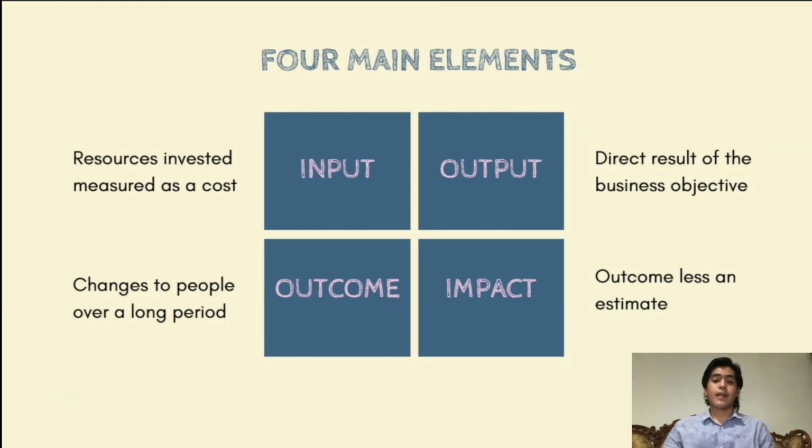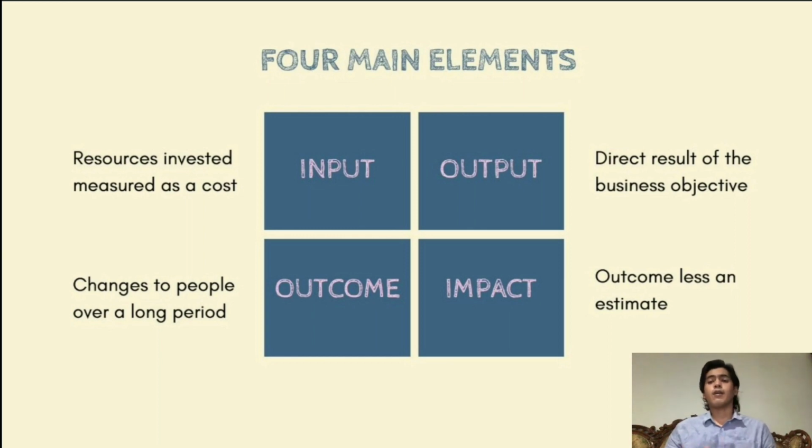Moving on to the next slide, which is the four main elements of social impact. The first one is input. Inputs are generally considered as resources invested, measured as a cost. It includes both financial and non-financial resources and the constraints that an organization faces. The second one is output. Output is a direct result of a business objective, in other words, direct results of organization activities.